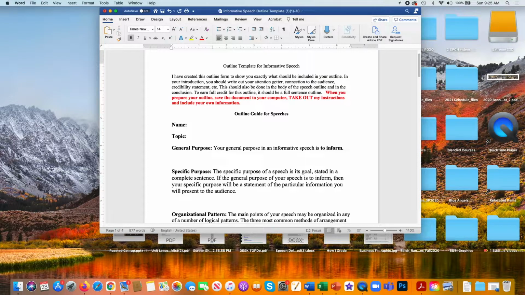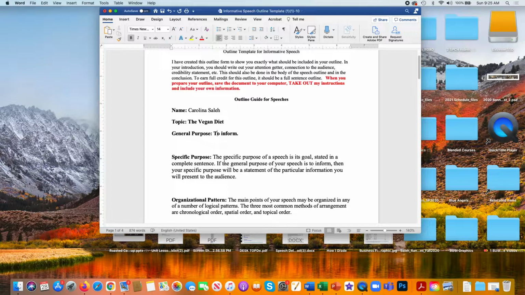So it's asking for your name. So you would type in your name. You don't have to type it boldface. Topic, I'm going to go ahead and put the vegan diet. General purpose. Right here, all I want for you to type is just 2 words. That's it. Just 2 words, and you can delete this. Your general purpose for an informative speech is to inform. That is it. Just 2 words in this area.